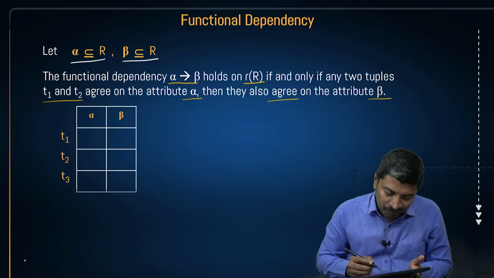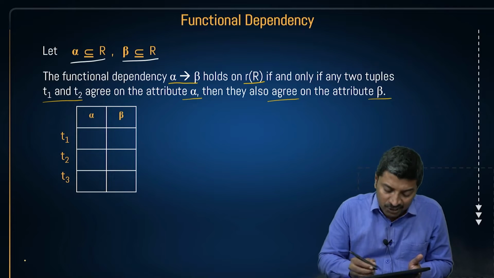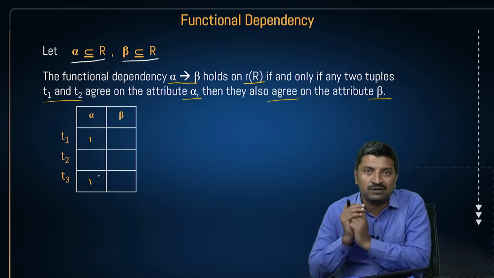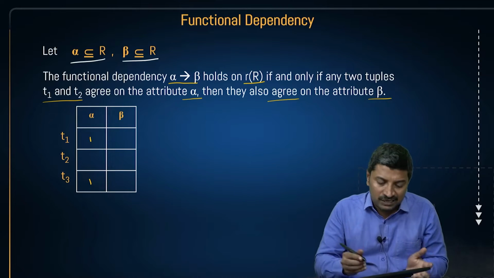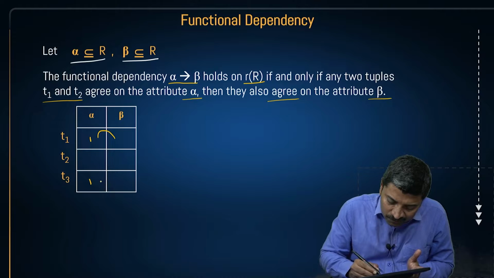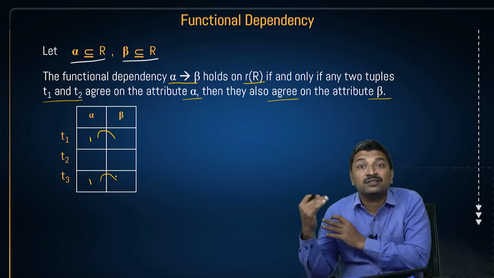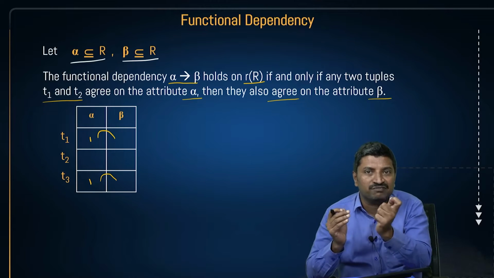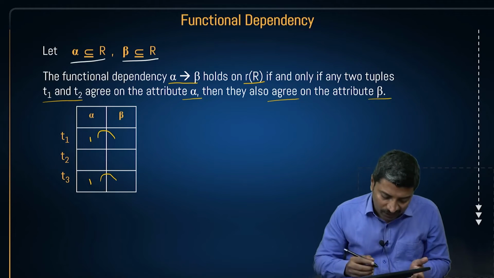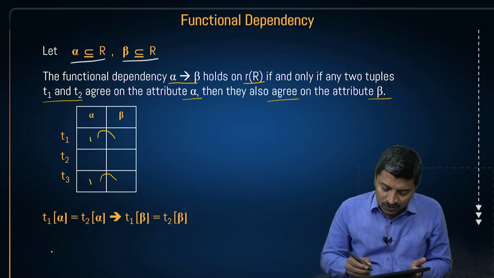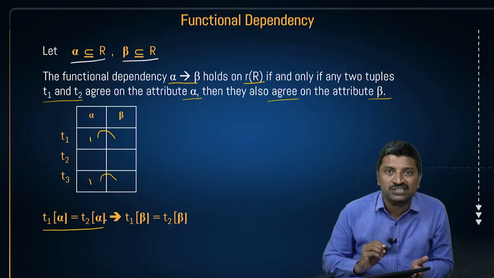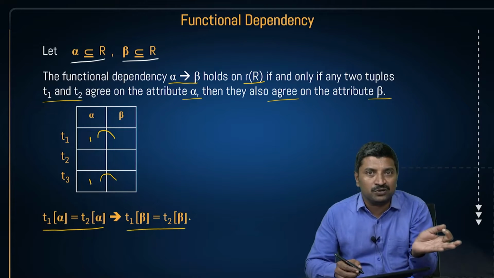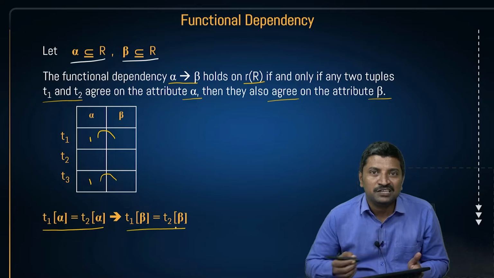So let us see. This is my relation schema. Assume that the alpha value is 1 for tuple 1 and tuple 3. If we consider the corresponding values of beta, then they must also be the same. Then we say that alpha gives beta, or alpha implies beta. Is that clear? So if T1 of alpha is equal to T2 of alpha, then what will it imply, sir? T1 of beta is equal to T2 of beta. Is that clear?